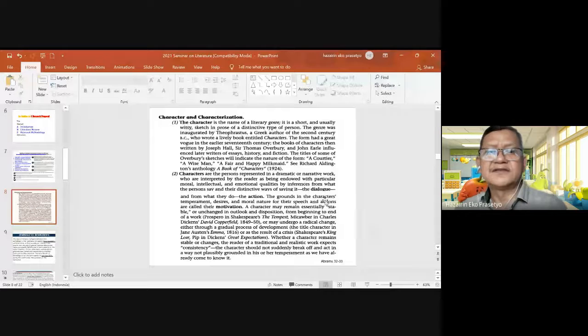The second definition is that characters are the persons represented in a dramatic or narrative work, who are interpreted by the reader as being endowed with particular moral, intellectual, and emotional qualities by inferences from what the person says, the dialogue and their distinctive ways of saying it, and from what they do, the action. So it's clearer here that characters are persons, and persons can be human beings, animals, trees, or fish. Okay, that's character.